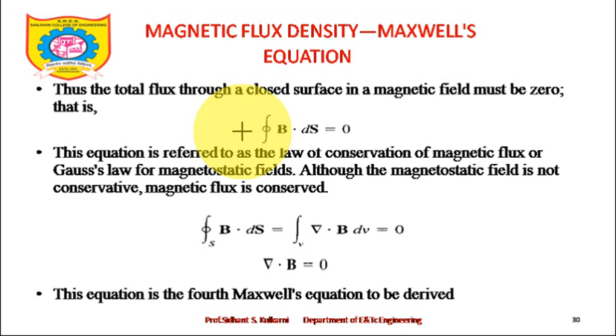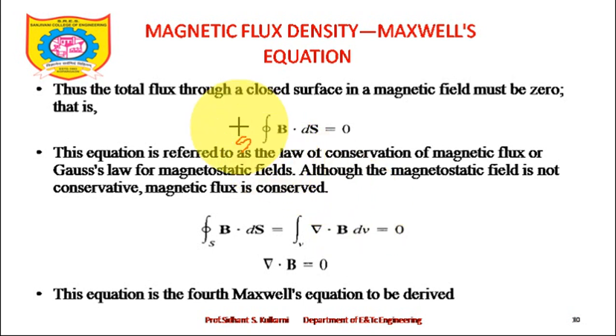So it has a circulating nature even if I chop it into small pieces. That means the closed surface integral of B bar dot dS bar is definitely equal to 0. So the closed surface integral of B bar dot dS bar is equal to 0. This equation is referred to as the law of conservation of magnetic flux or Gauss law for the magnetic field. Do you remember? D bar dot dS bar equals Q in the case of Gauss law. What has Gauss law stated? That the total flux radiated around any closed surface is exactly equal to the charge enclosed by that surface.